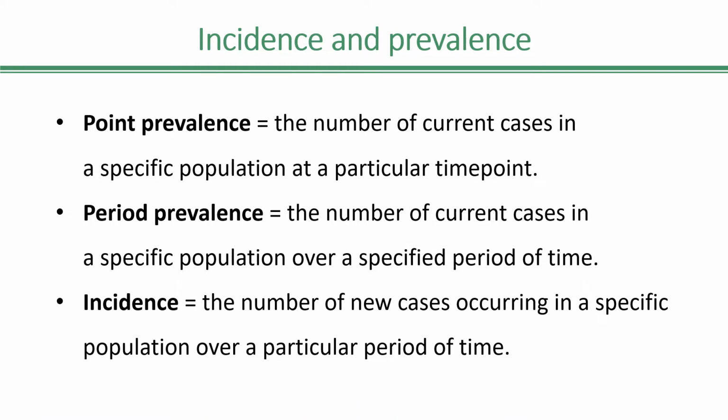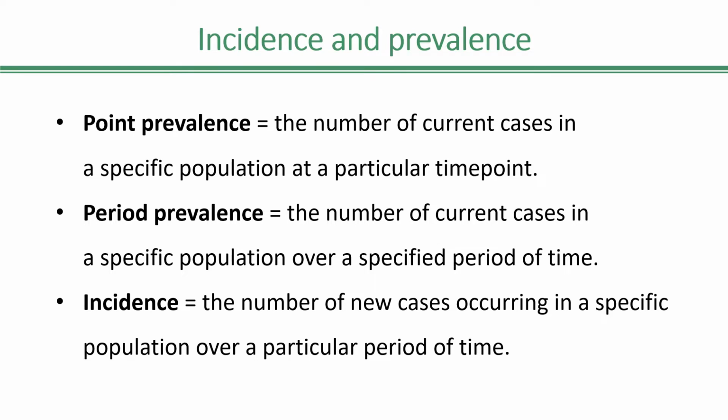It's important to understand the difference between incidence and prevalence, as cross-sectional nutrition surveys, which make up the majority of nutrition surveys, only collect prevalence data, which is reported as percentages or proportions. Point prevalence is the number of current cases, for example, the number of children who are wasted, in a specific population at a particular time point. Or in other words, it provides a snapshot of your population of interest at a particular time point.